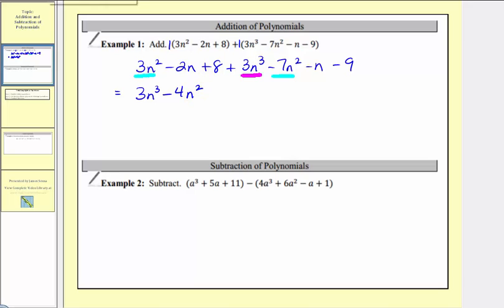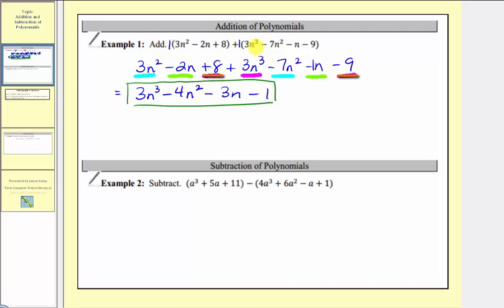Now we'll look for the n terms. Here we have negative 2n, here we have negative n, where here the coefficient would be negative 1. Negative 2n minus 1n would be negative 3n, so we write down minus 3n. And now we look for our constants. Here we have 8 and then negative 9. So 8 minus 9 is equal to negative 1, so we have minus 1. So this would be the sum of the two polynomials.